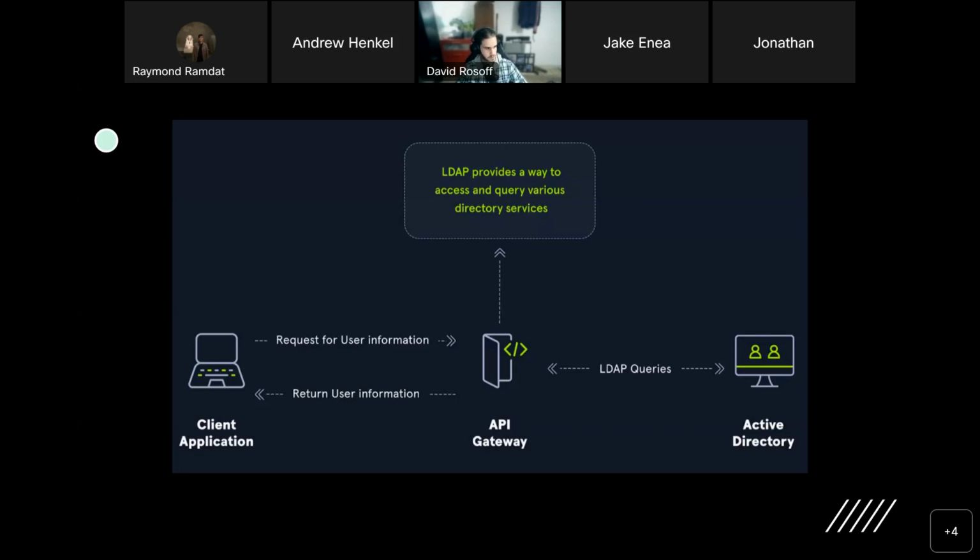So, a little diagram just illustrating what I was saying. You might be using whatever application and it may need some user information. So it will convert that request to an LDAP query. It'll use that query to query the domain. It'll take the response and then it will return that information to the application.